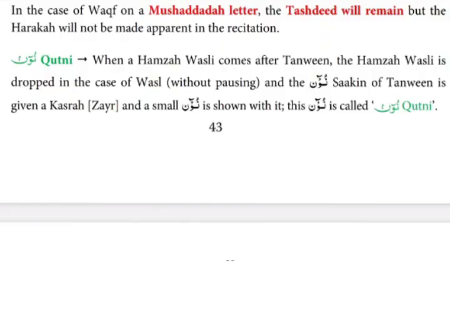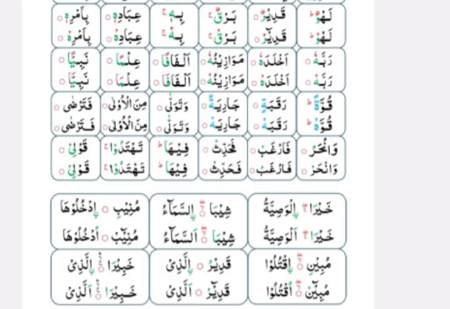Next rule. When a hamza wasli comes after tanween, the hamza wasli is dropped in the case of wasl without pausing, and the noon sakin of tanween is given a zair and a small noon is shown with it. This noon is called noon qutni. Please open the next page, page number 45. Look at the second last line.